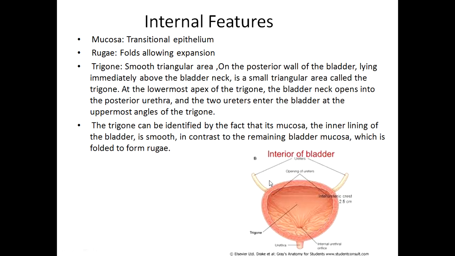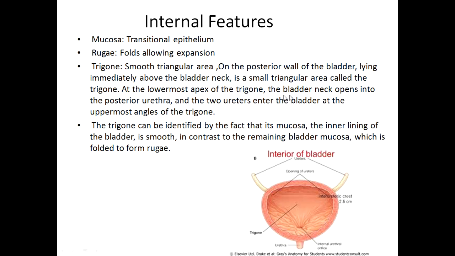Another important part of the internal features is the trigone. What is this trigone? It is a smooth triangular area where folds are not present, on the posterior wall of the bladder. See, this is the posterior wall. It lies immediately above the bladder neck. This is the bladder neck, and the small triangular area immediately above it is the trigone.